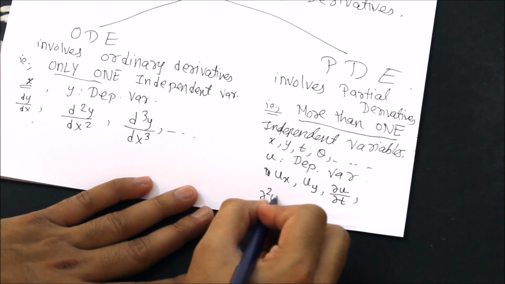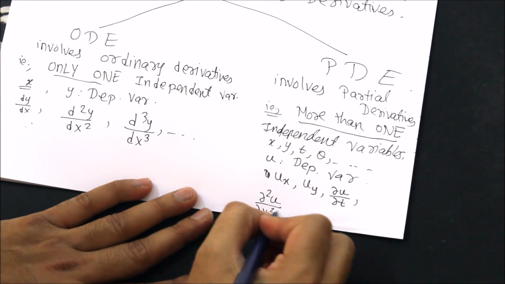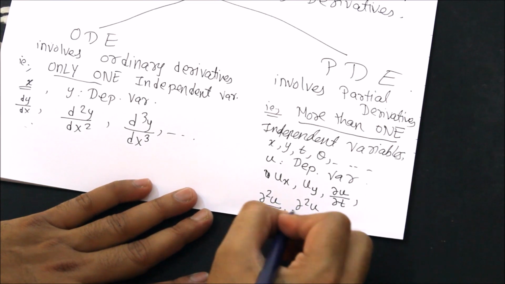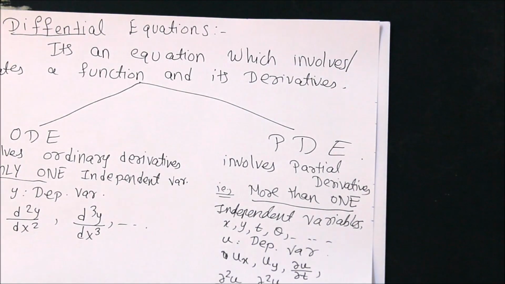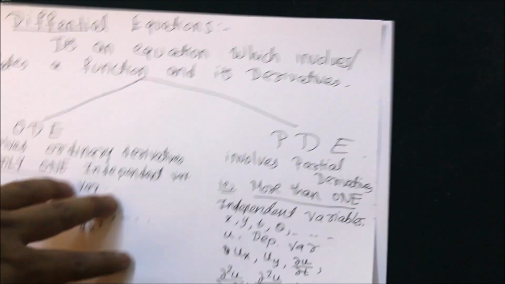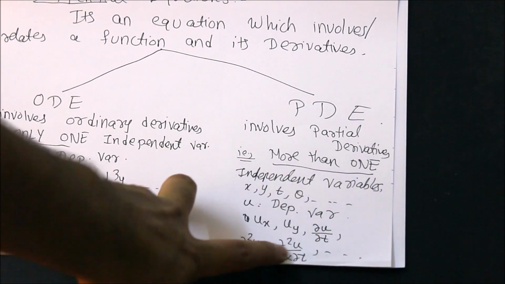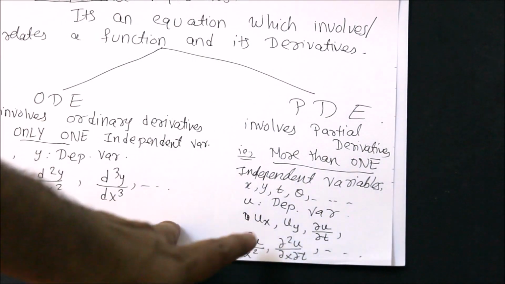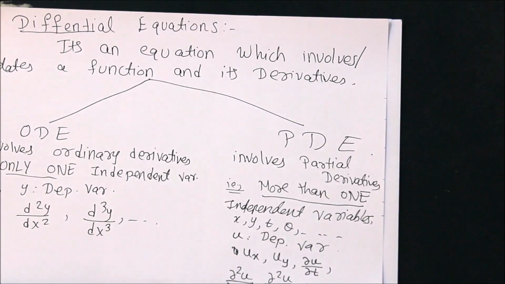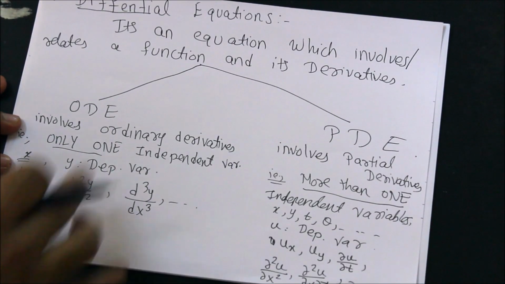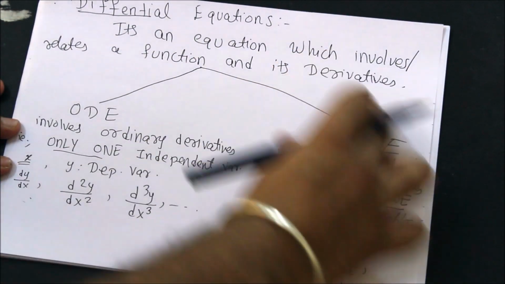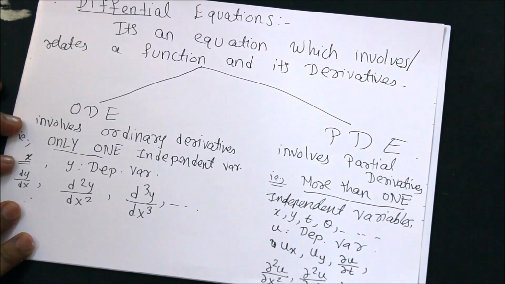I can take del square u by del x square, or del square u by del x del t, and so on. Whenever you have an equation that involves these partial derivatives and these independent variables, such a differential equation is called a partial differential equation. So that's how one can see the characterization of a differential equation into ODEs and PDEs.